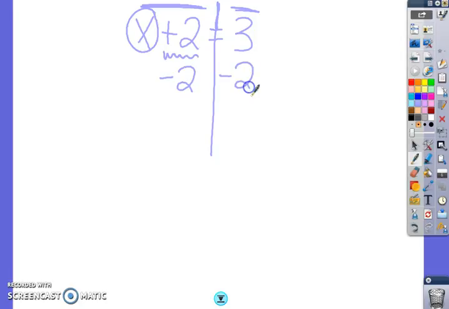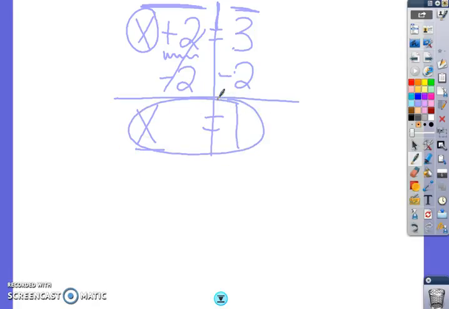And you have to do the same thing to both sides. So I'm just going to rewrite. You can draw a line here if you want. I'm going to rewrite what I have. I didn't move my x at all, so my x is still here. 2 minus 2 is 0, so I don't write anything. I'm just going to cancel it out. Equals, what is 3 minus 2? Should be 1. So since I have my variable by itself and it equals a number, I'm good to go. That is my answer.